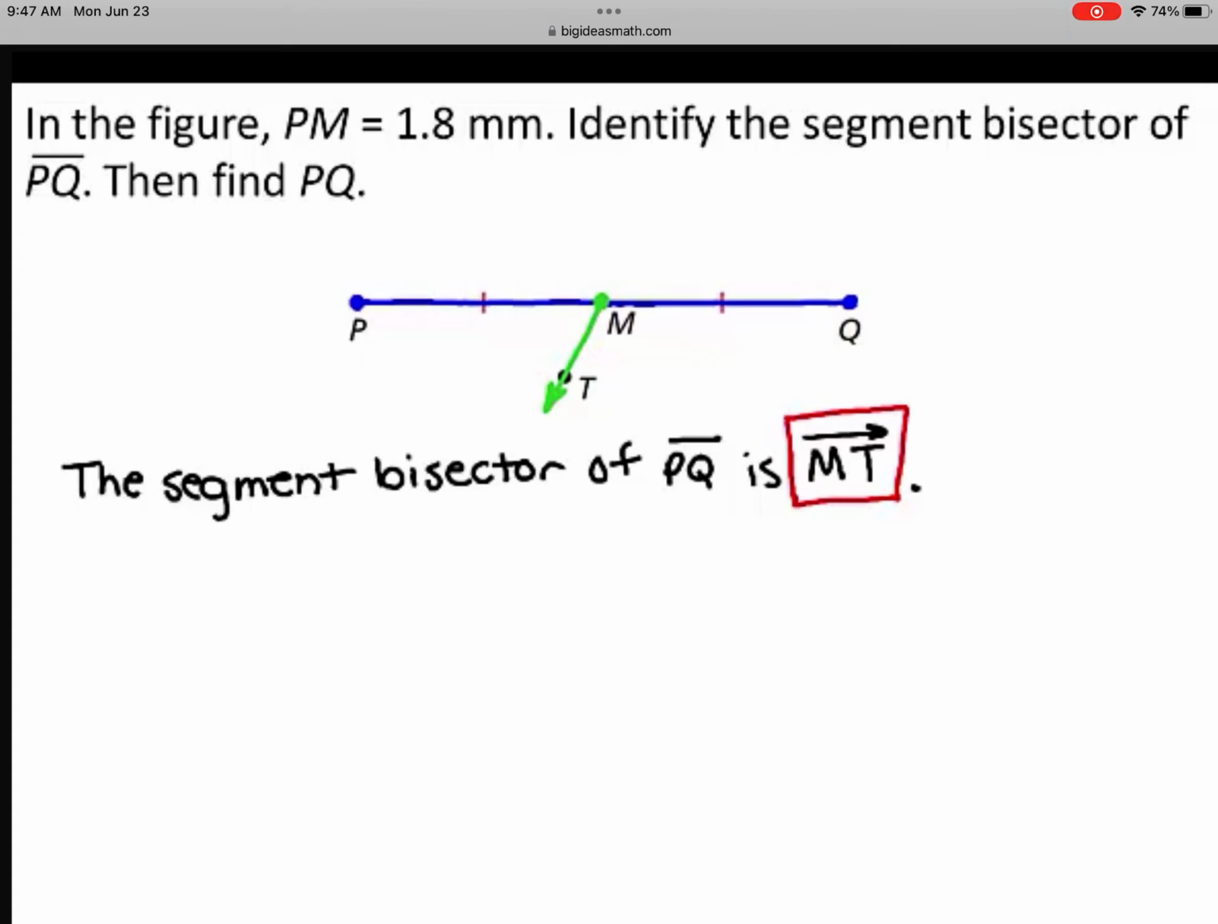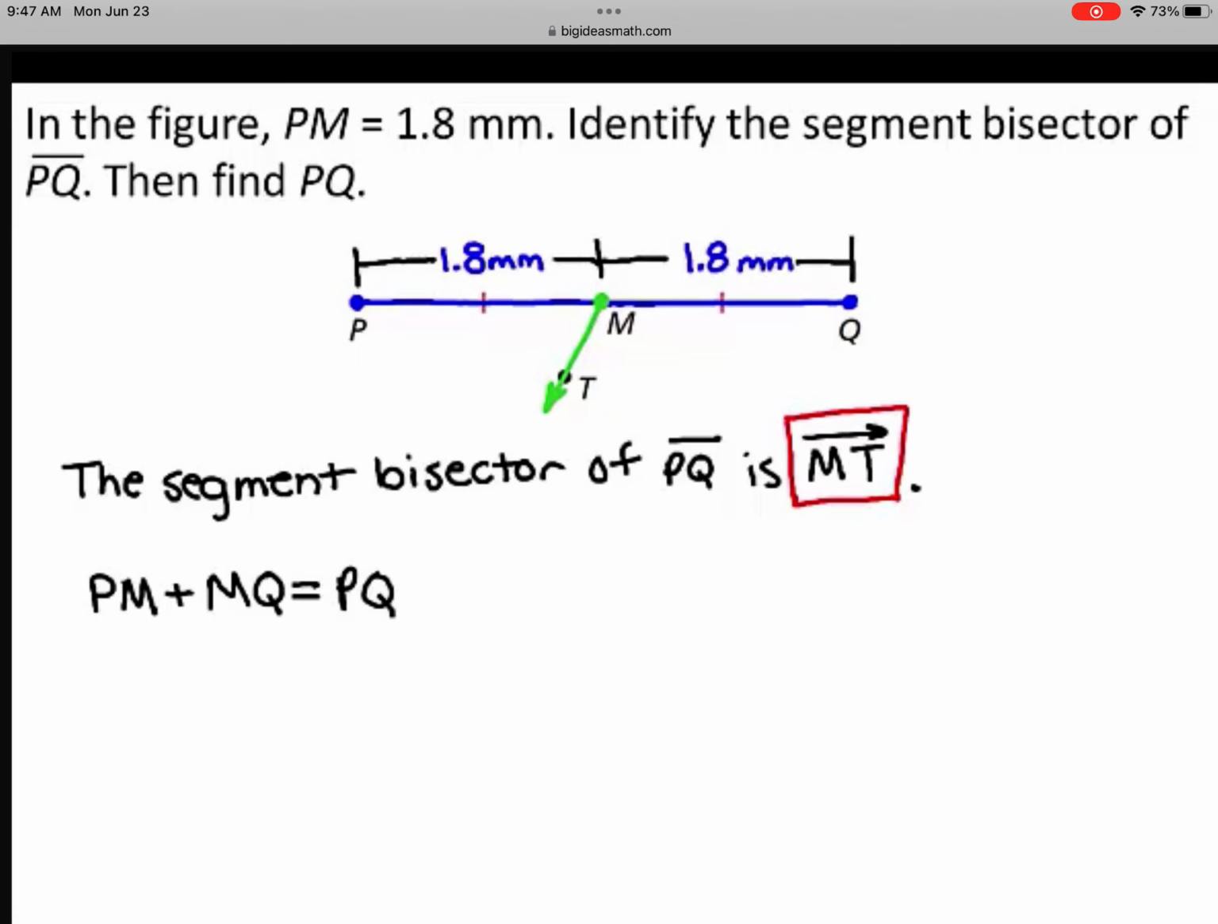Now, to find the length of segment PQ, you can use the segment addition postulate. Point M is between points P and Q. So, by the segment addition postulate, the length of segment PM plus the length of segment MQ equals the length of segment PQ. You are told that the length of segment PM is 1 8/10 millimeters, and because segment MQ is congruent to segment PM, the length of segment MQ is also 1 8/10 millimeters.